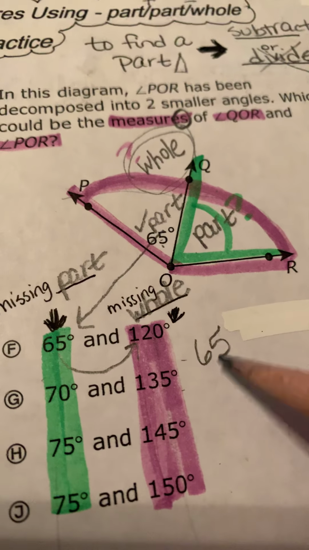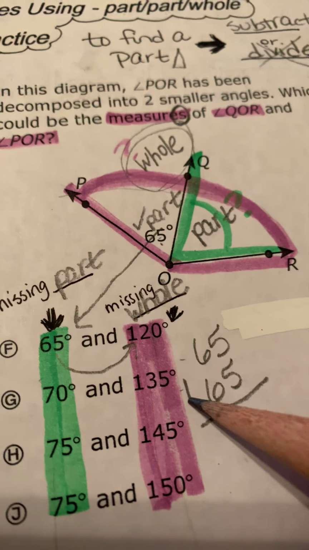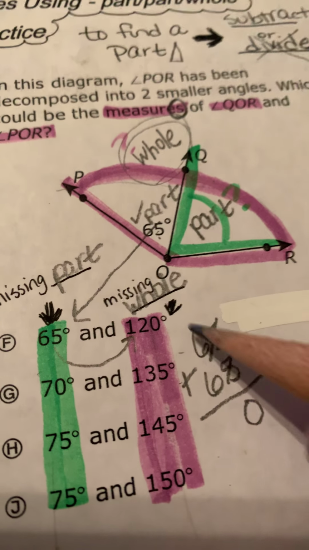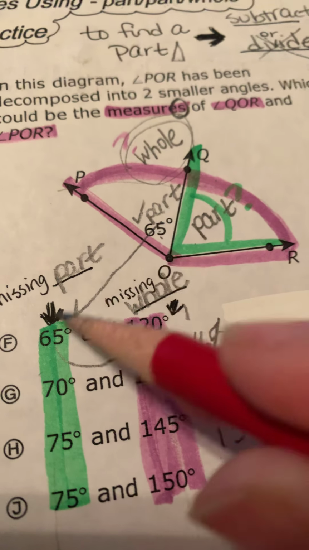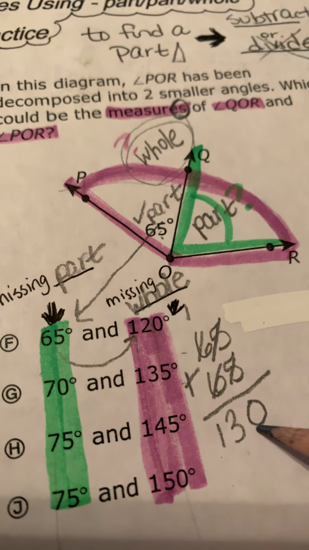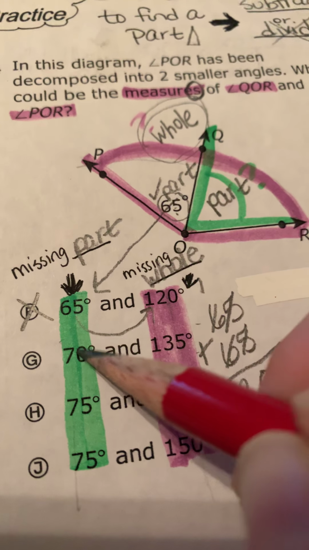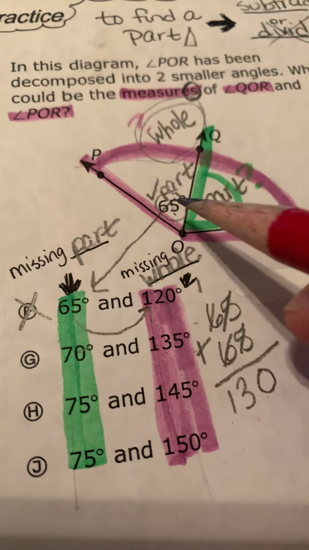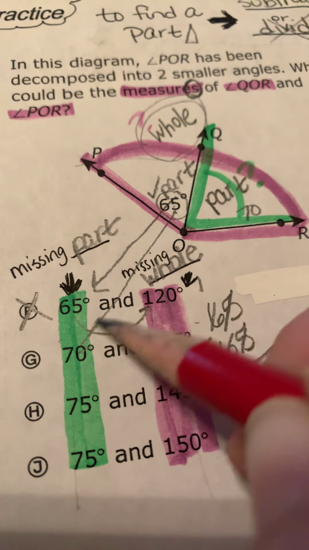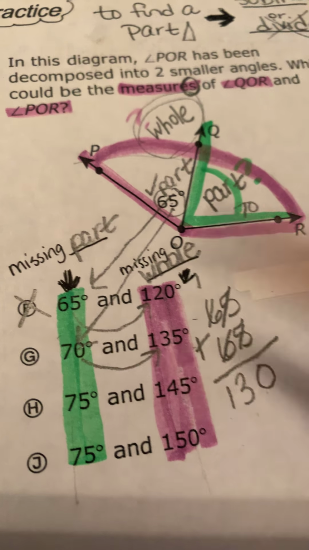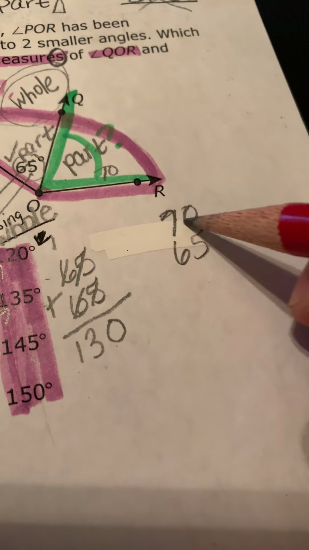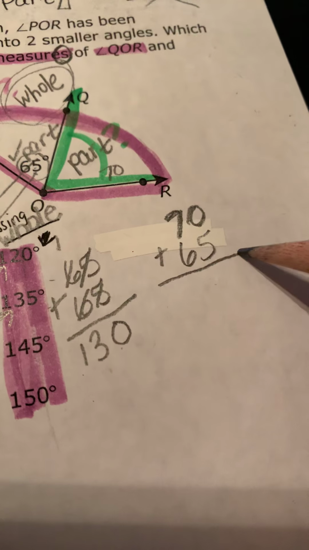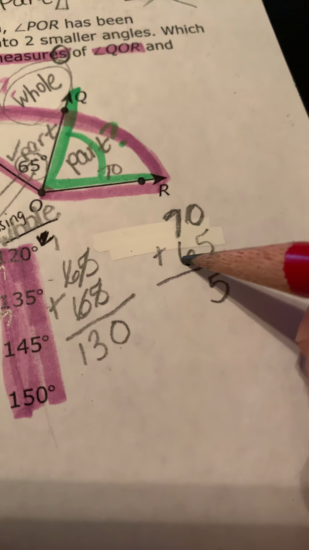Let's see. 65 plus 65. What do we know 5 plus 5 is? 10. And we know 2 sixes is what? 12 plus 1. So is 65 plus 65 120 degrees? No. All right. If this is 65 and this is 70, let's see if 65 plus 70 makes 135. All right, do y'all have 70 plus 65? All right, let's add 0 plus 5. 5. I know 6 plus 6.